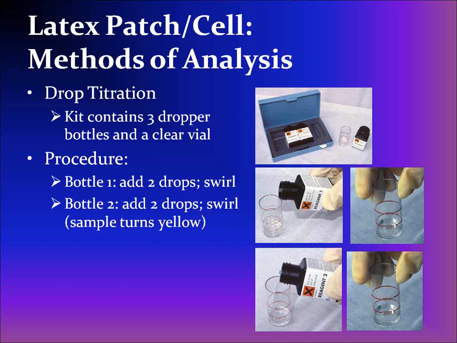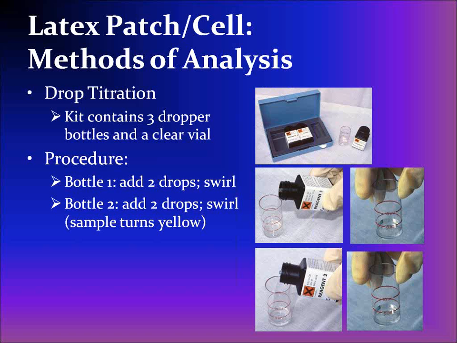3 bottles of chemical solutions called a titration set are included in the prepackaged kit. By adding drops of the chemical solutions in the correct sequence to the sample, the amount of chloride can be measured and recorded. To perform the drop titration method, add 2 drops from bottle 1 to the sample. Carefully swirl the sample to ensure the drops blend into the sample. Then add 2 drops from bottle 2 to the sample. Again, carefully swirl the sample to ensure the drops blend with the sample. The sample will turn from clear to yellow once these drops are added.